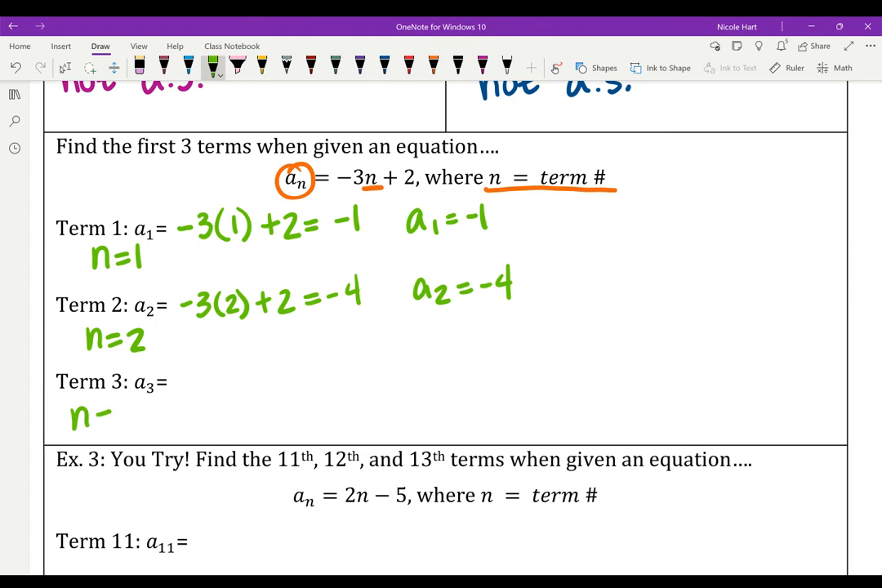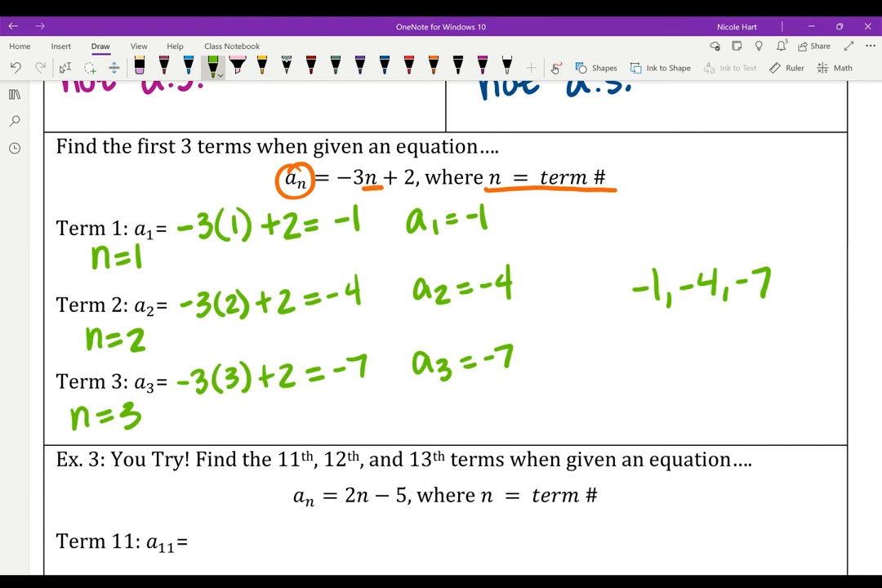And then for our third term, our n is 3. -3 times 3 plus 2. -3 times 3 is -9, plus 2 is -7. So a sub 3 is -7. So our first three terms are -1, -4, and -7.